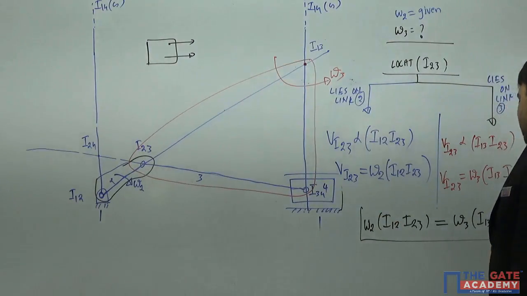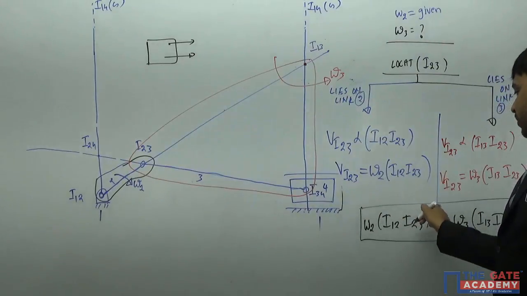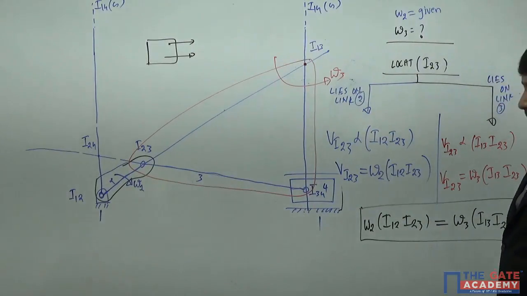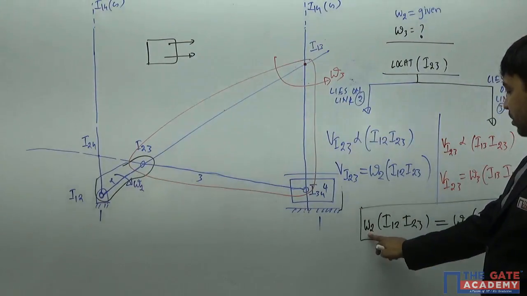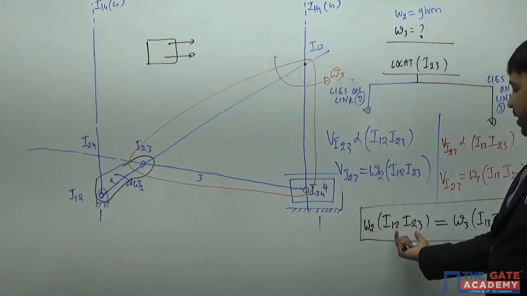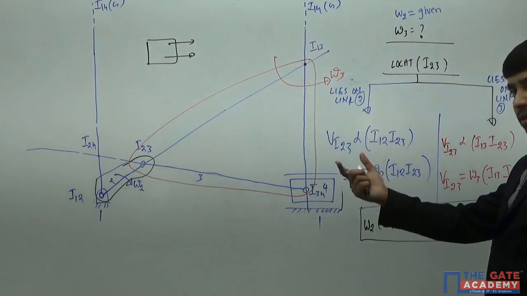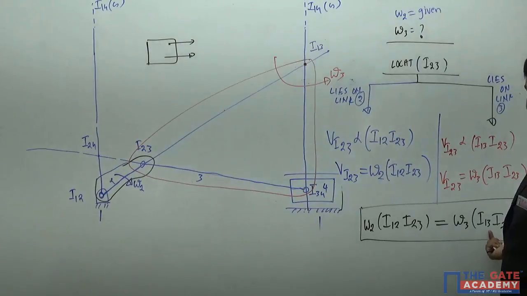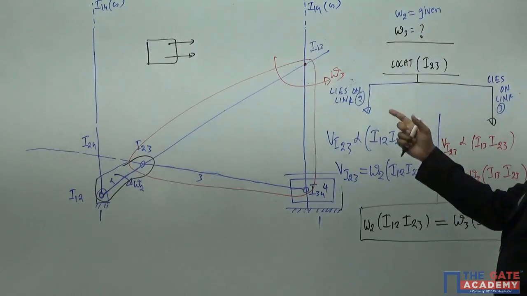Since I23 is a single point, it cannot have two different velocities; both must be equal. Omega 2 is already given in the question, and I want to find omega 3. I can find the distance from I1 to 23 and the distance from I13 to 23 from the diagram.